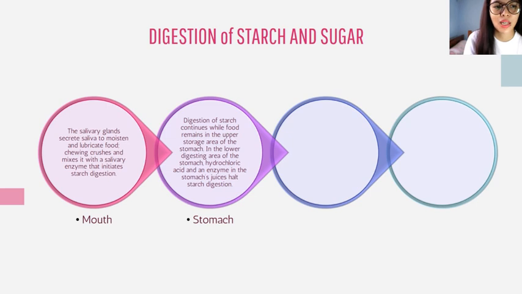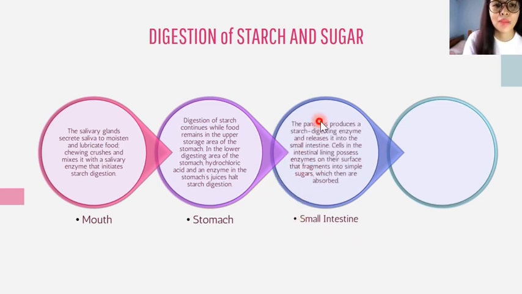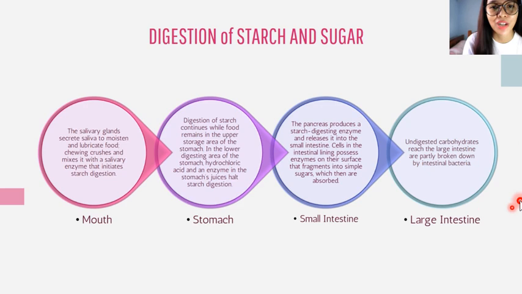Let's now proceed with what happens in the small intestine. In the small intestine, the pancreas produces starch-digesting enzyme and releases it into the small intestine. Cells in the intestinal lining possess enzymes on their surface that fragment into simple sugars, which are then absorbed. And finally, when your starch and sugar reach your large intestine, these are actually the undigested carbohydrates. They are partly broken down by your intestinal bacteria.